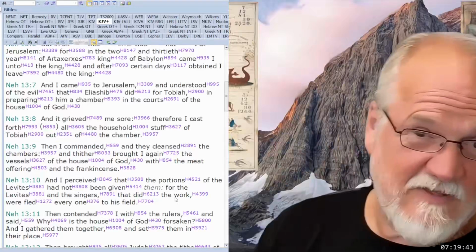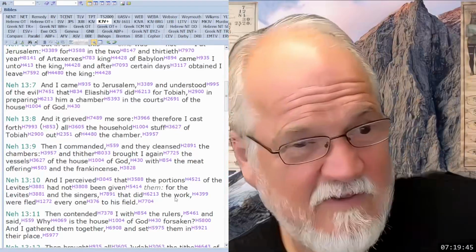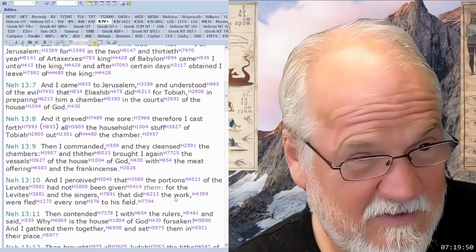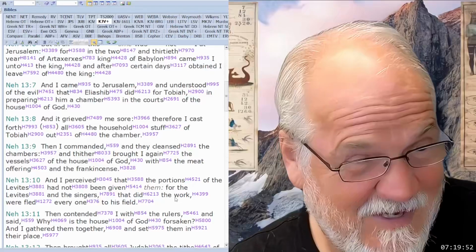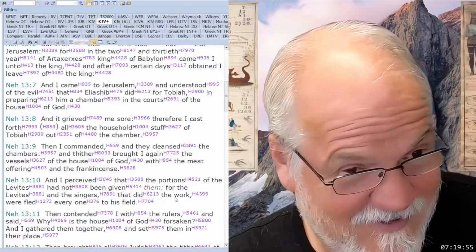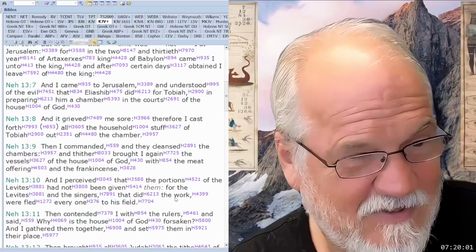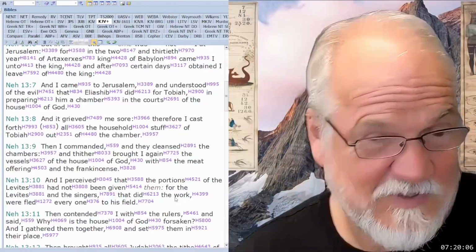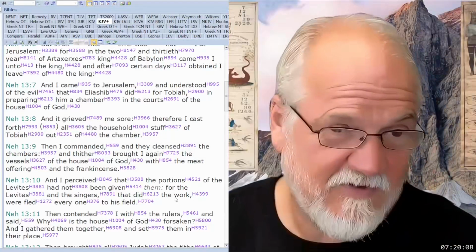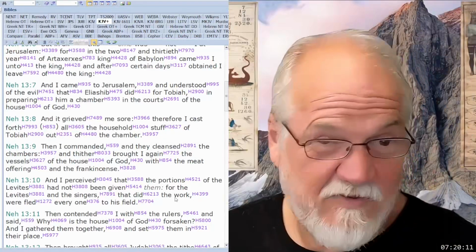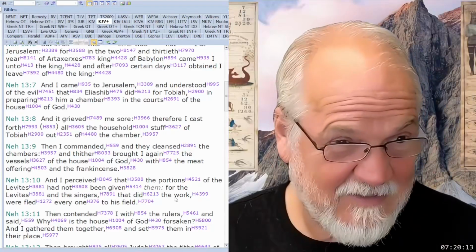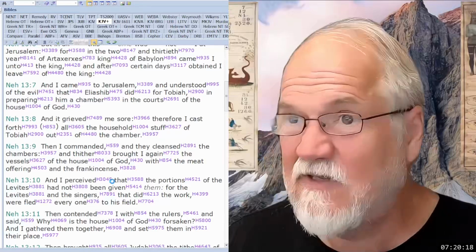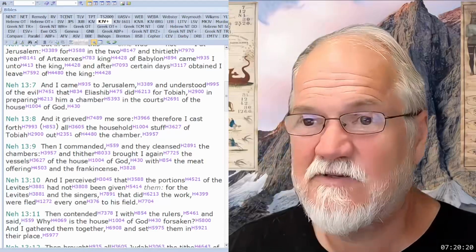Now, it says, "I perceived that the portions of the Levites had not been given them, for the Levites and the singers that did the work were fled every one to his field." Right? So they needed to work to support themselves. So they're not really doing their job now because they're having to work to support themselves instead of being supported by these offerings. And then I contended with the rulers and said, "Why is the house of God forsaken?" And I gathered them together and set them in their place.